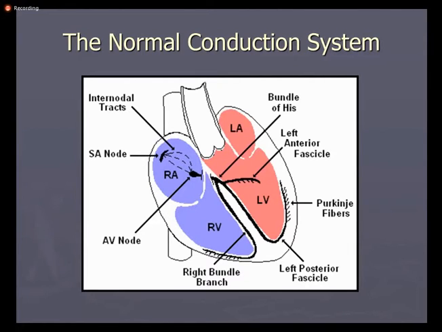When the electrical current goes into the AV node, which is present at the junction of the atrioventricular septum, it stays for a while. And why does it stay for a while, or why does this electrical activity stop? Because it gives time for the right atrium and left atrium to contract. And when the right and left atrium contract, the blood goes into the right and left ventricle.